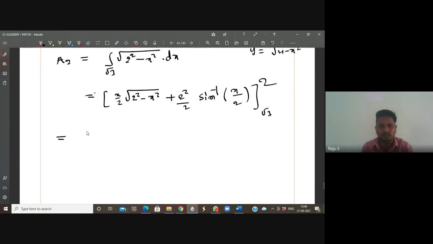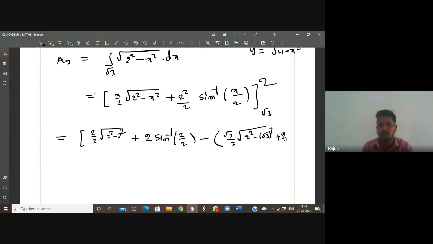When I substitute the upper limit 2 by 2, 2 square minus 2 square is 0, plus 2 square means 4 by 2, which is 2, into sine inverse of 2 by 2. Minus the lower limit: substituting root 3 by 2, root over 2 square minus root 3 the whole square, plus 2 times sine inverse of root 3 by 2. The first term, 2 by 2, is clearly 0. Then 2 sine inverse 1 is 2 into pi by 2, since sine inverse 1 is pi by 2.